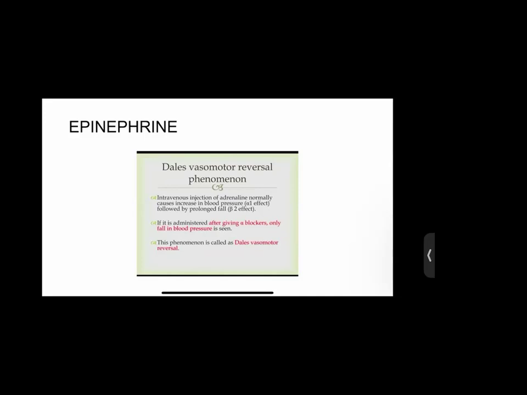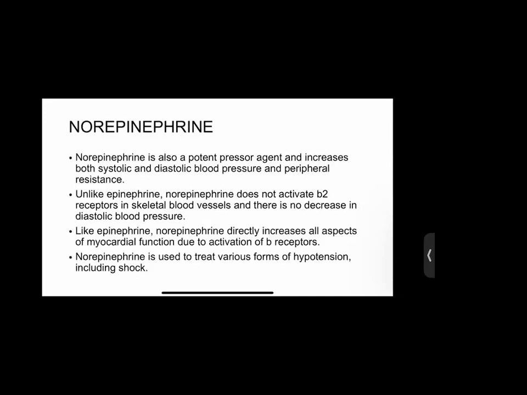So norepinephrine, the next one, is also a potent pressor agent and increases both systolic and diastolic blood pressure and peripheral resistance. But unlike epinephrine, norepinephrine does not activate beta-2 receptors in skeletal muscle blood vessels, and there is no decrease in diastolic blood pressure. Like epinephrine, norepinephrine directly increases all aspects of the myocardial function due to activation of the beta receptors. And norepinephrine is used to treat various forms of hypotension.